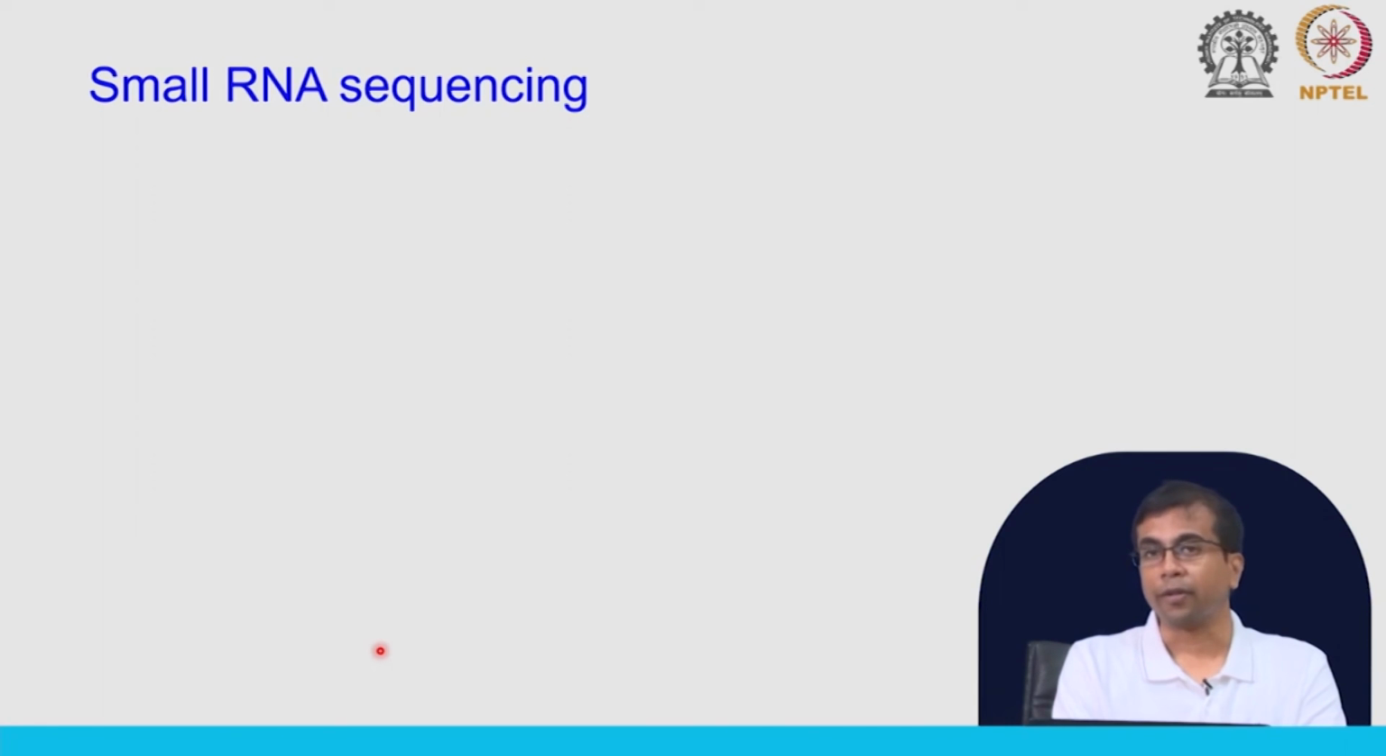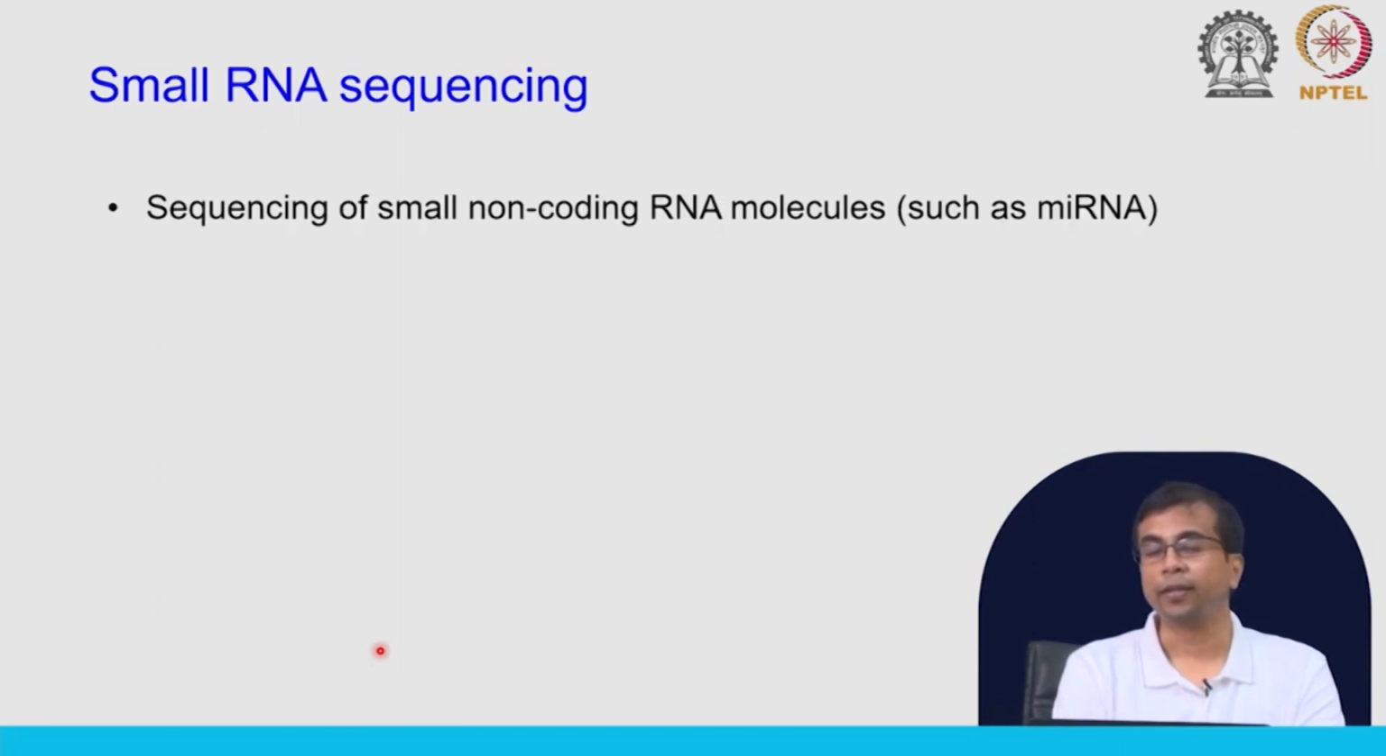Okay. So, one more thing that comes in RNA sequencing is something called small RNA sequencing. This is actually a part of the transcriptome, right. So, you have normal mRNA, but you also have small RNA molecules inside cells. Small RNA sequencing means sequencing of small non-coding RNA molecules such as microRNA.